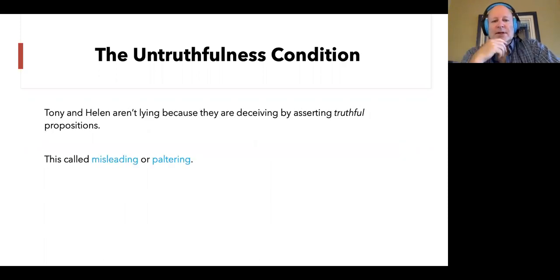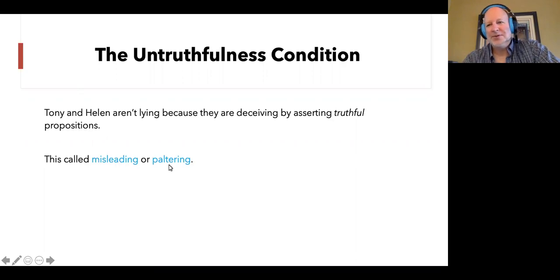Just quick terminology here. These types of cases, the case of Tony and Helen, in the literature on this, when you read what philosophers have to say about these kinds of cases, they use two different terms to refer to them. The most common is misleading. So they'll say that Tony was misleading Lisa. He wasn't lying to her. He was misleading her without lying to her. And they would say that Helen is misleading Fiona. Helen isn't lying to Fiona. She's misleading her without lying to her. That's the term that would be used here to describe what they're doing.